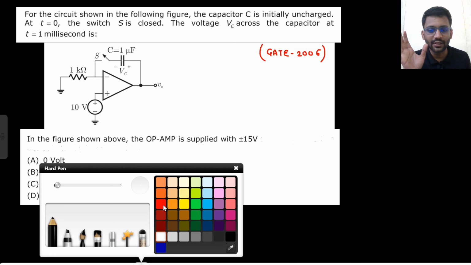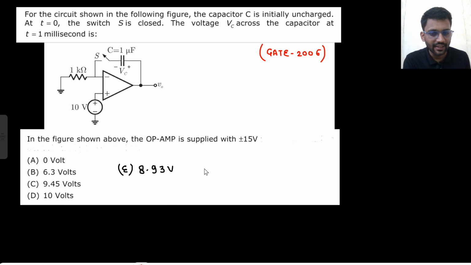For this particular question, some people gave the answer 8.93 volt. This is certainly wrong, and IITs gave this answer. I don't know who the conducting organization was in 2006. I guess it would be IIT KGP only. So they gave the answer 9.45 volt. That is also wrong.